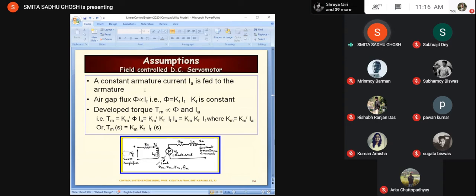So we actually ignore any distortion effects, etc. And we sort of assume that phi is going to be proportional to the field current, that is the current flowing in the field circuit, this one. So that gives us this, that is phi is equal to Kf into If, where Kf is a constant, of course, with proper units.